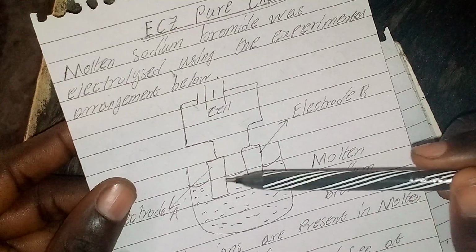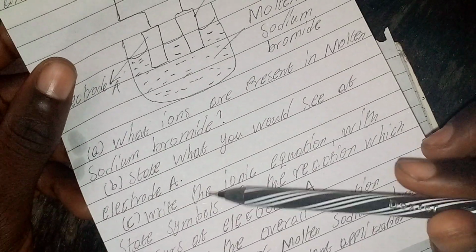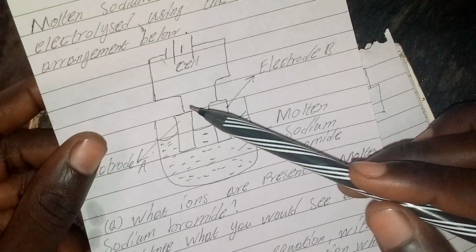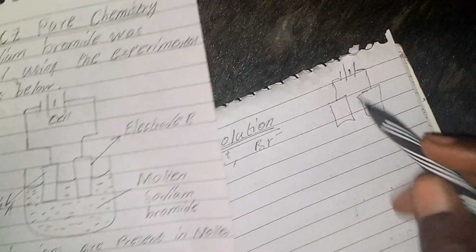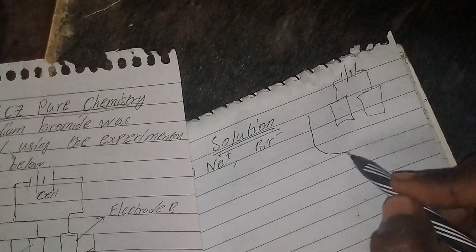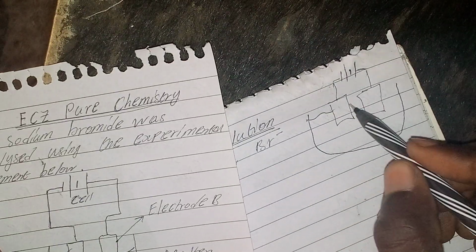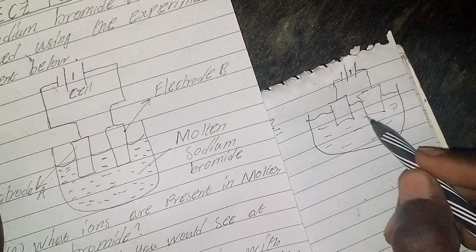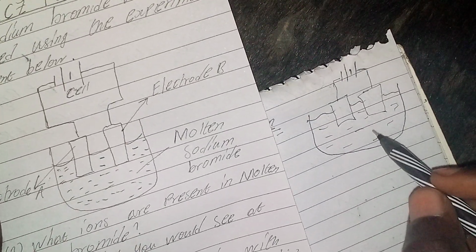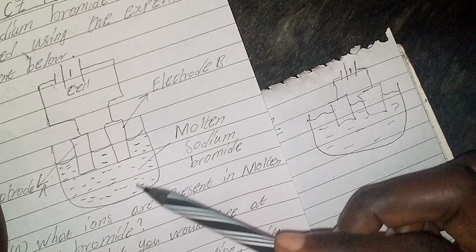So now the question: state what you would see at electrode A. We have identified electrode A as a cathode, and we know that in electrolysis, we need to consider what ions are present in this electrolyte. The electrolyte is simply the solution, in other words the liquid.